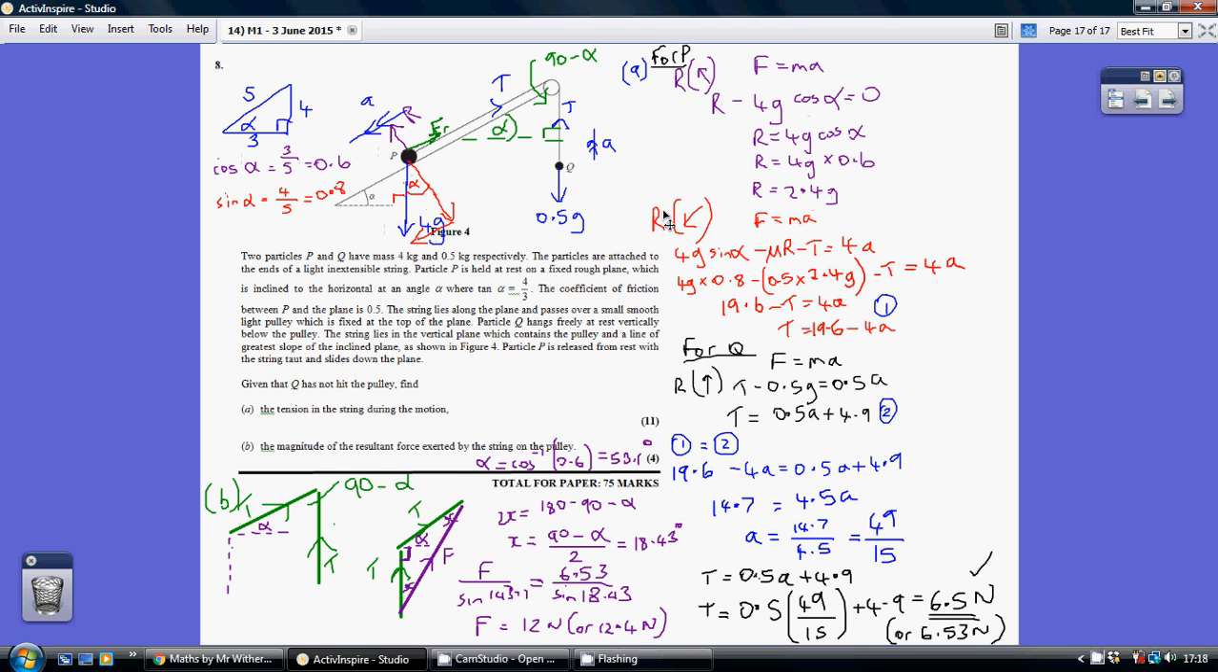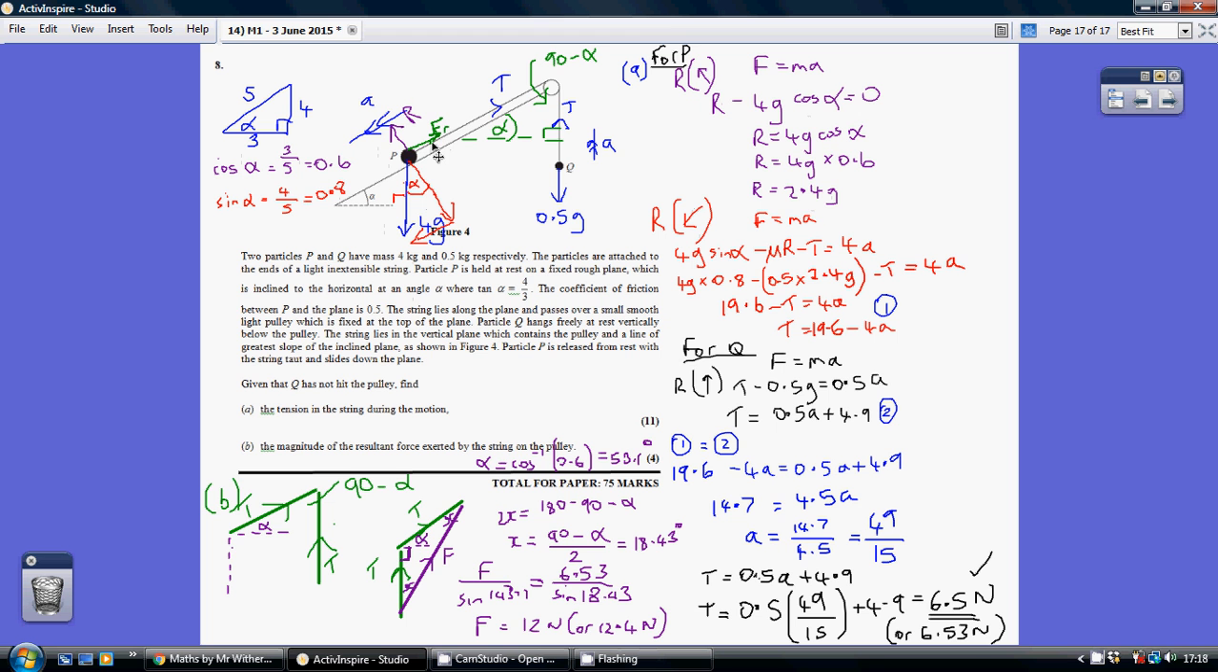So let's now look at resolving for P down the slope. Again, our starting point is F equals ma, so my forces going down the slope comprise the following. I've got my component of the weight, this bit here, which is 4g sin alpha, so that's 4g times 0.8, so that's my only force going down the slope.